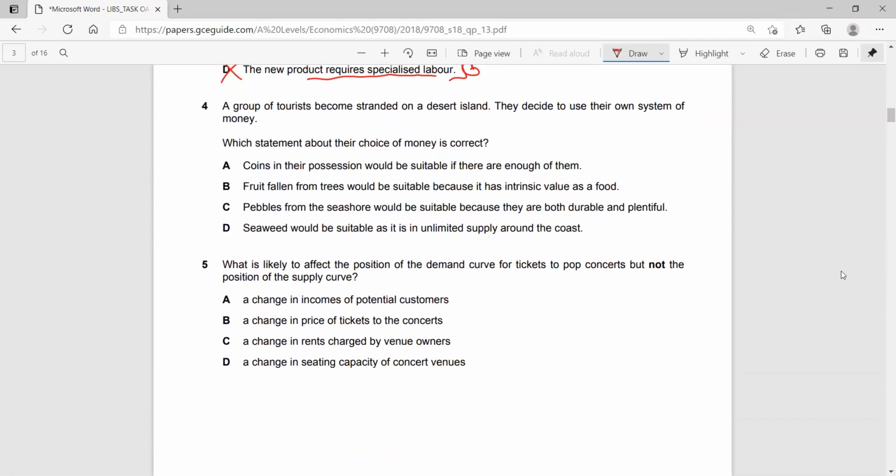A group of tourists become stranded on a desert island. They decide to use their own system of money. Which statement about their choice of money is correct? So hopefully you recall the characteristics of money and the functions it has to fulfill.